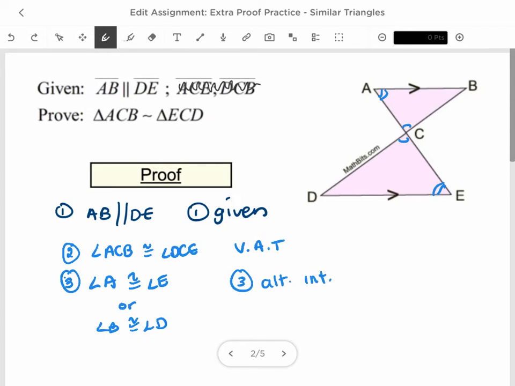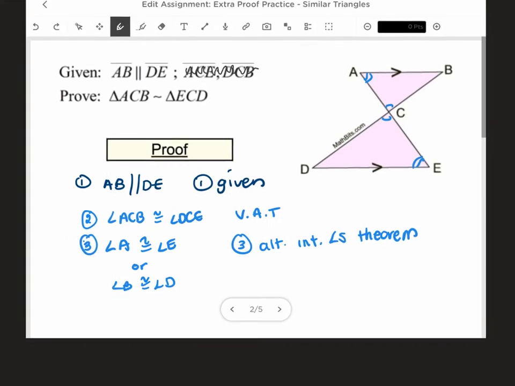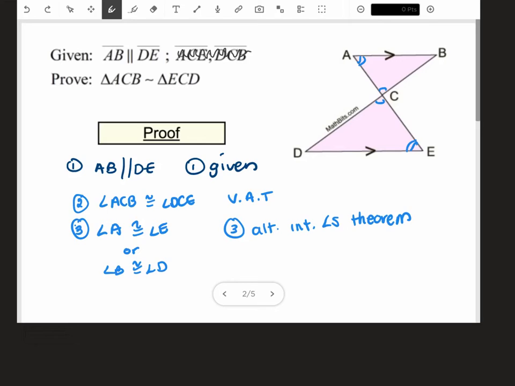alternate interior angles theorem. And if you don't remember the name, you write out that 2 parallel lines are crossed by a transversal, alternate interior angles are congruent. So again, you need 2 of those 3. You don't need all 3 of them. And then step 4 would be that the triangles are similar. Good.